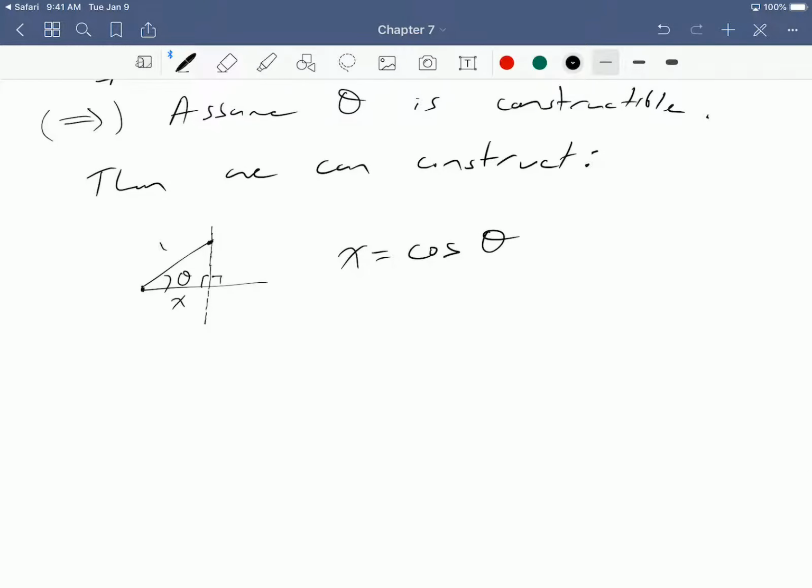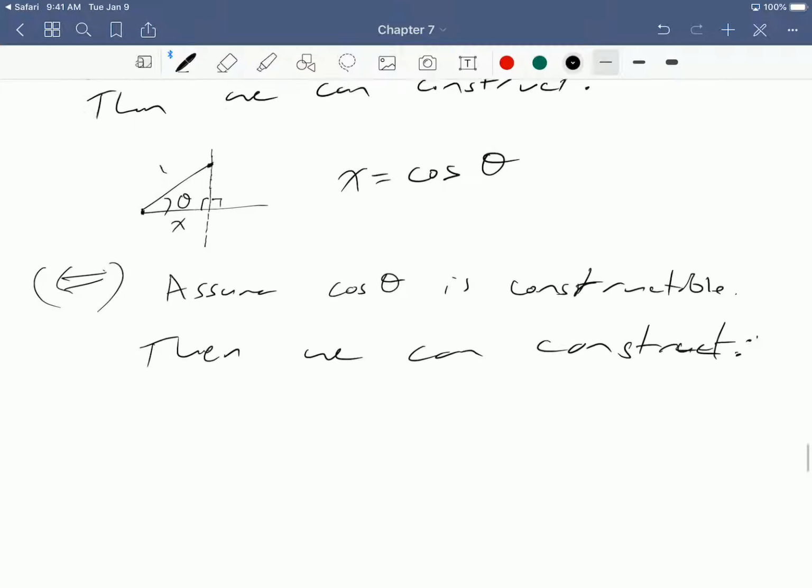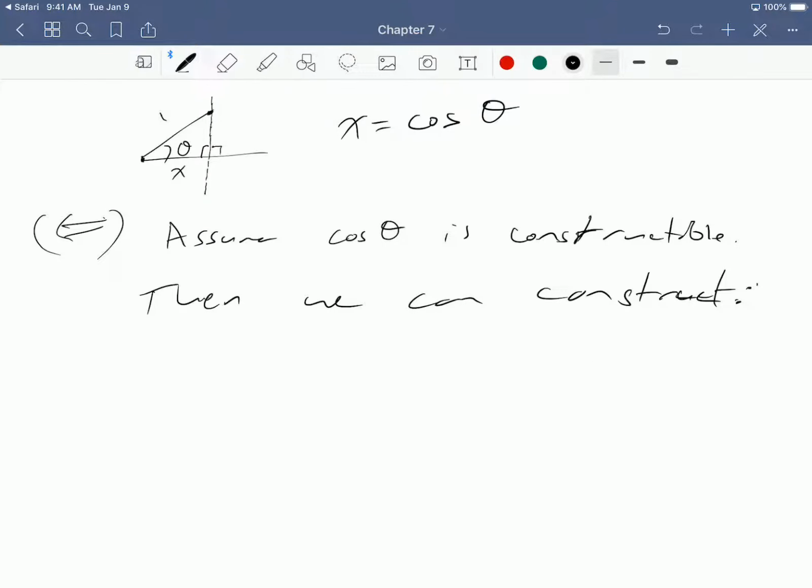All right, the backwards direction is pretty similar. It's going to be pretty much the same triangle, but we need to think through the steps of our construction. So this time we're going to assume that cosine theta is constructible, that that's a length that we can make. Then we can construct the following picture. Since we know we can make length cosine theta, I'm going to start there. I'm going to make something whose length is cosine theta long.